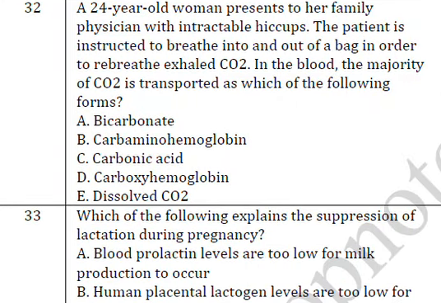And the 32nd question. A 24-year-old woman presents to her family physician with intractable hiccups. The patient is instructed to breathe into and out of a bag in order to rebreathe exhaled CO2. In the blood, the majority of CO2 is transported as which of the following forms? A. Bicarbonate, B. Carbaminohemoglobin, C. Carbonic acid, D. Carboxyhemoglobin, E. Dissolved CO2. And the answer is A. Bicarbonate.